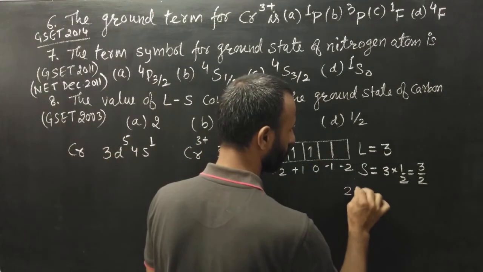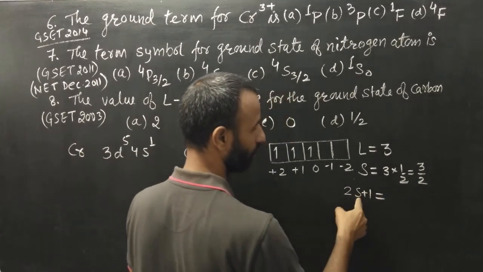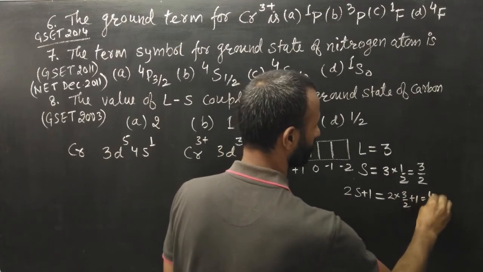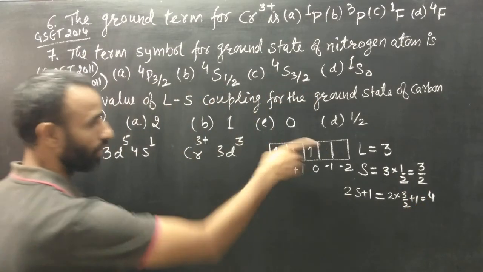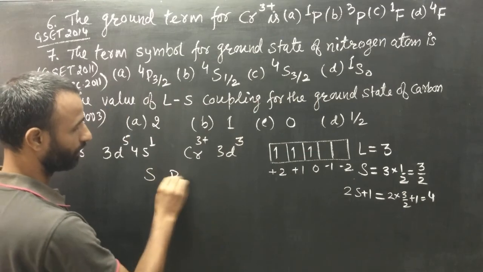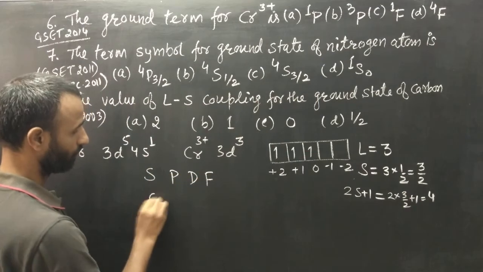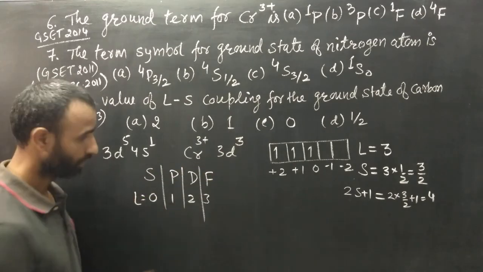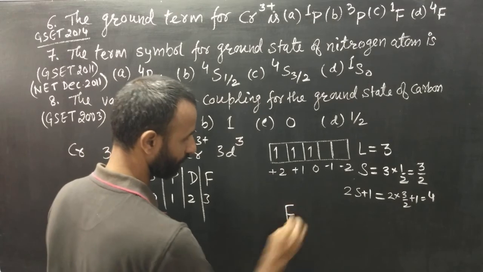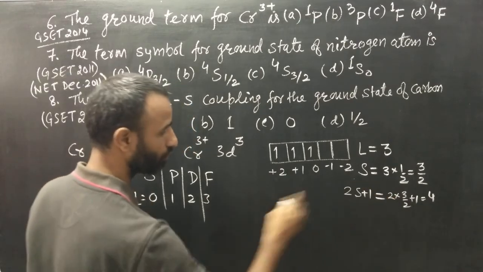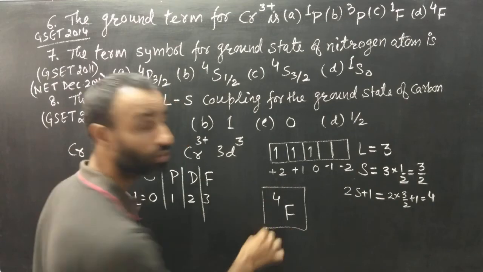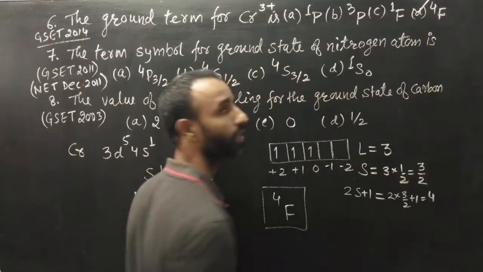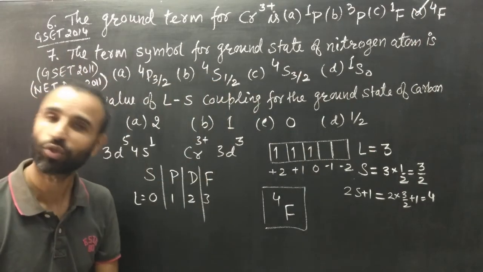So what is 2S + 1? This value is 2 into 3 by 2 plus 1, which means 4. L = 3 means, you know, S, P, D, F correspond to 0, 1, 2, 3. These are the terms. So that means the F term, and 2S plus 1 is 4. So it is 4F. So the ground state term for Cr3+ is 4F. This is a question from GSET 2014.